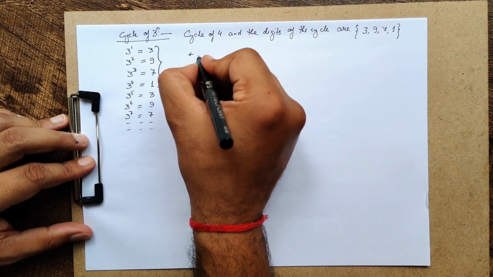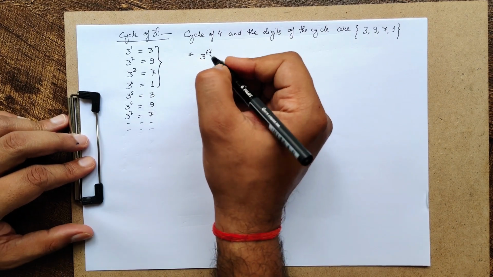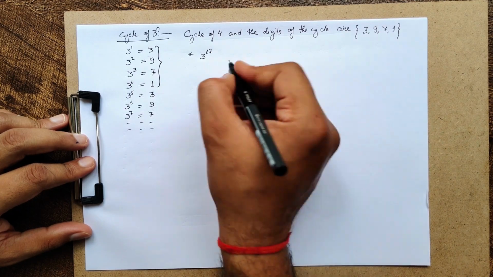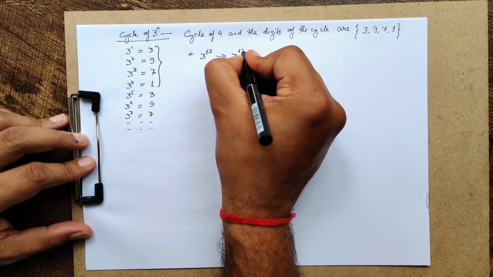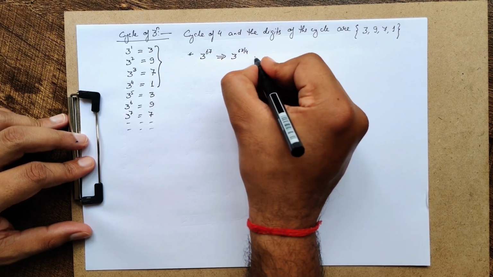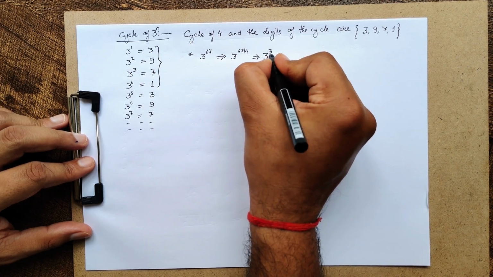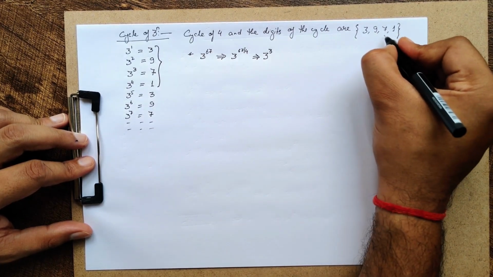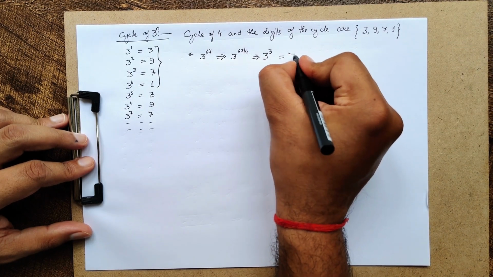So let's say 3 to the power 67 is given. What will be the value of this expression at its units place? So we can write it as 67 by 4. The remainder will be 3. So we can write it as 3 to the power 3. So this means the third term of the cycle. So the third term of the cycle is 7. So we can say 7.